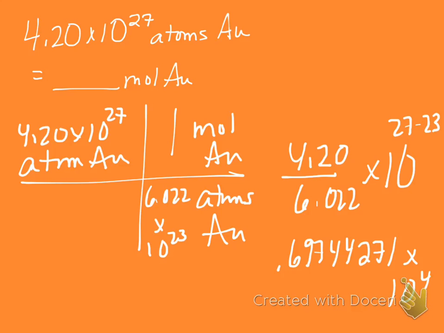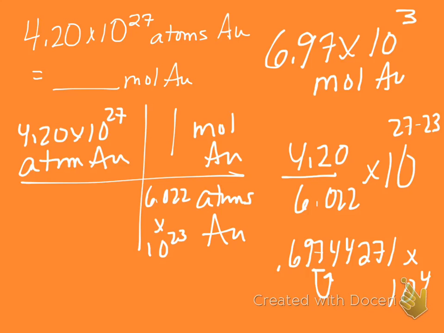How many sig figs can we have? 3. So we're going to keep this number and round it based on that one. So we have 6.9 what? 7 times 10 to the 3rd moles of gold. It's a lot of gold. It's a whole lot of gold. That would be our final answer.